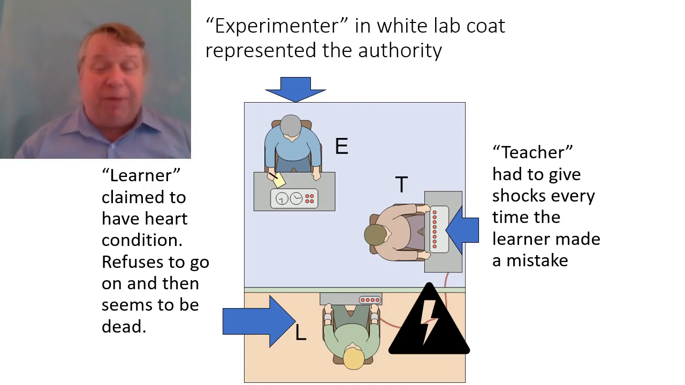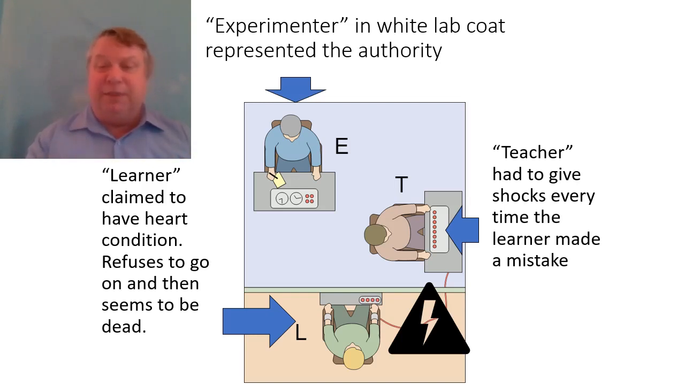But during the experiment, he stops. He refuses to participate. He complains about his heart. And then finally just stops altogether. He could be dead. Now, as you could probably guess, the learner was not really a subject. He was not really a participant in the experiment. He was part of the experiment. So he was an actor. And the real question was the teacher. The teacher was what we call the subject, the person we were trying to find out how they would behave.